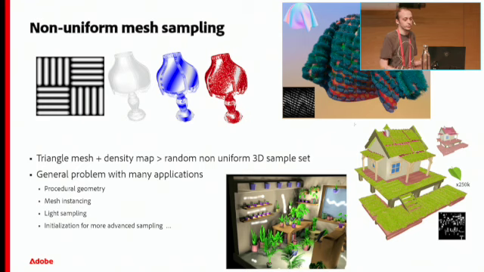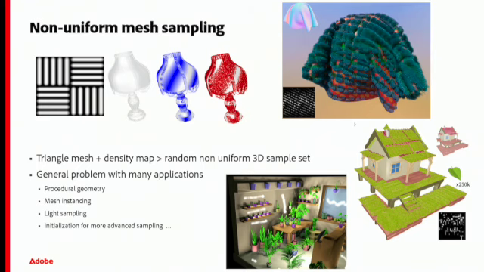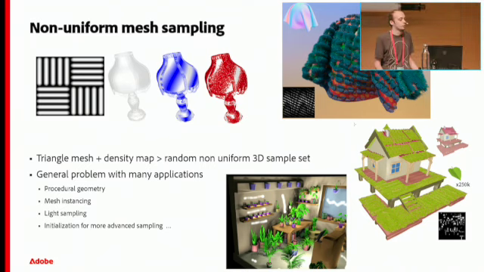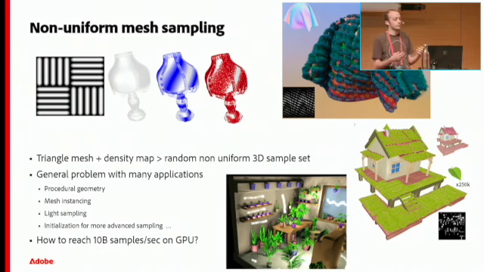This work was motivated by purely procedural geometry and how to distribute fibers onto a surface, but this kind of process has a lot of applications, for example mesh instancing, light sampling, or simply as an input for more advanced sampling like blue noise sampling. And of course, because we are at HPG, the question is how can we do it really fast on GPU, and in particular, how can we reach 10 billion samples per second.